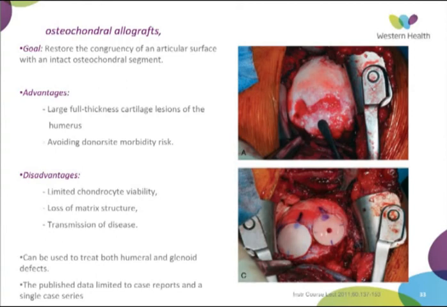The disadvantage is the limited chondrocyte viability. The success of it is related to the number of chondrocytes that there are in the graft. Again, the loss of the matrix structure is another problem, and transmission of disease is also another disadvantage of this method. Different sorts of grafts can be used. You can use the humeral head allograft, and also the tibia can be another allograft. The proximal tibia can be used for the glenohumeral rims for these problems. Again, there is limited information, only case reports and case series about the use of this technique.